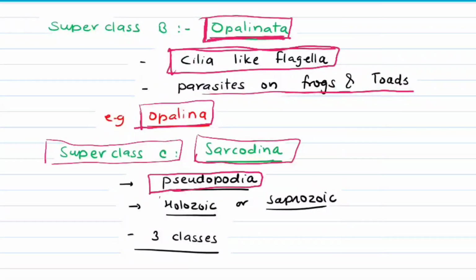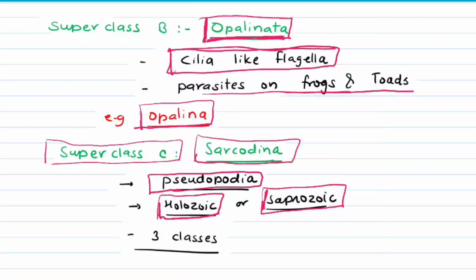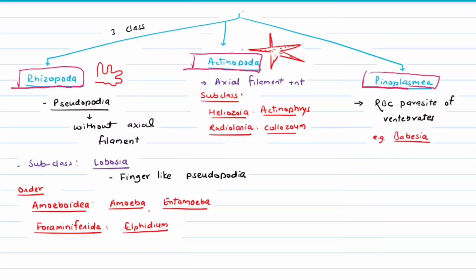The mode of nutrition is holozoic, meaning animal-like nutrition, or maybe saprozoic, meaning dependent on dead materials. This superclass also includes three classes. What are the three classes? The first class is Rhizopoda, second is Actinopoda, and third is Piroplasmea. So in the class Rhizopoda of the superclass Sarcodina.